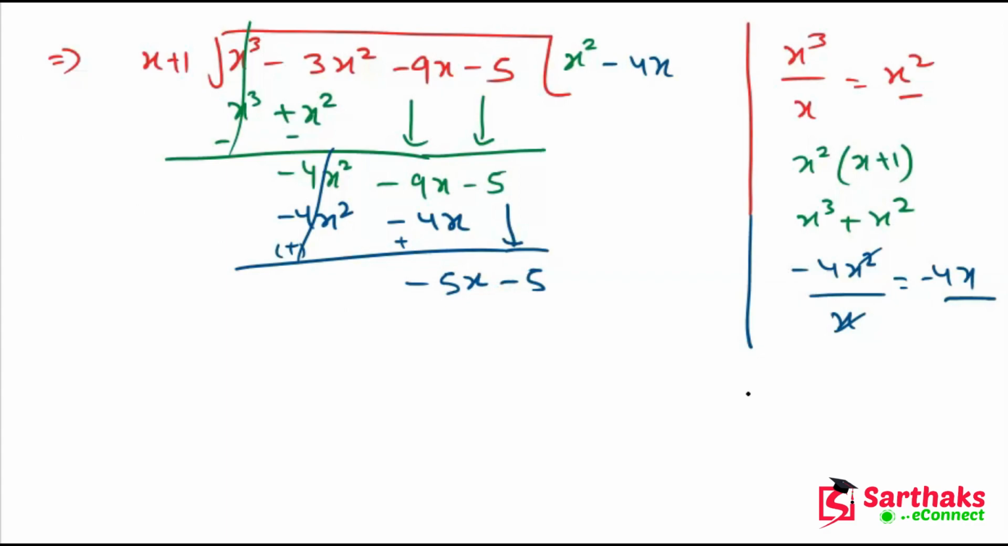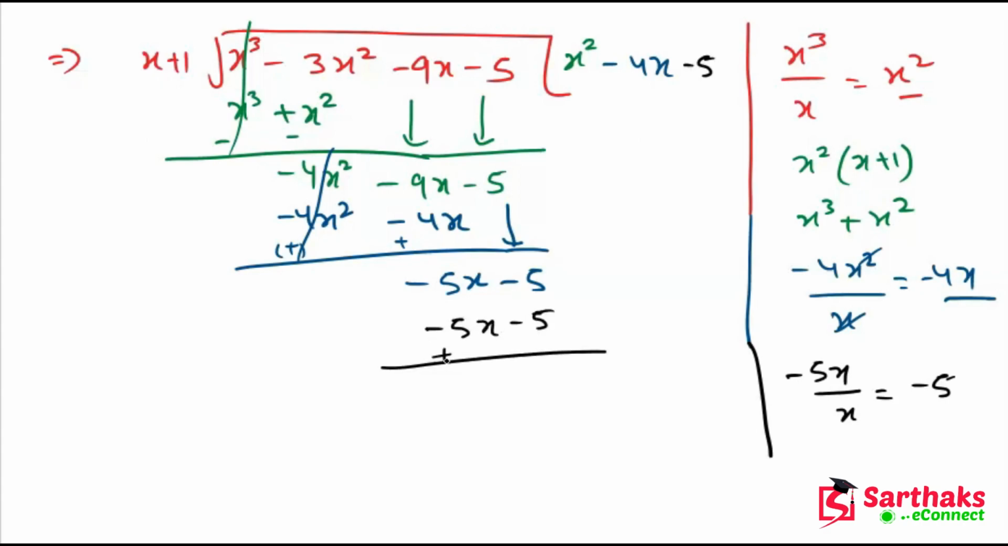So now we have to divide minus 5x by x. So we get minus 5. Now we have to multiply minus 5 with x plus 1. We get minus 5x minus 5. So the result will be, this will become positive, this will become positive, this will be 0, this will be 0. So the remainder is 0. So we can say that x plus 1 is a factor of this polynomial.